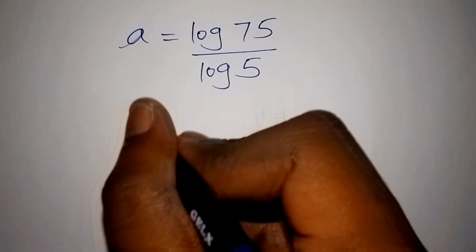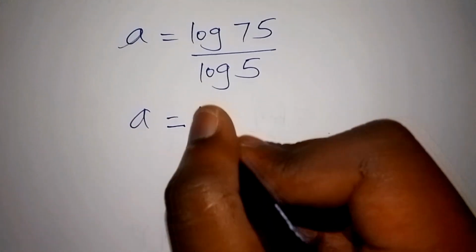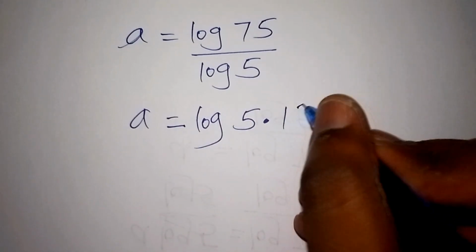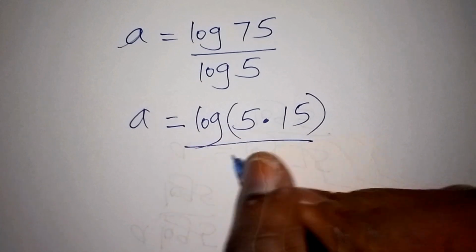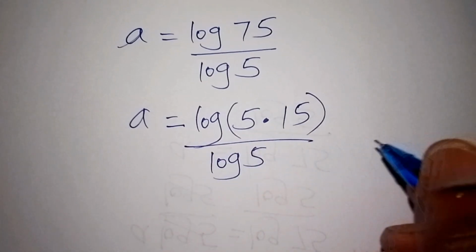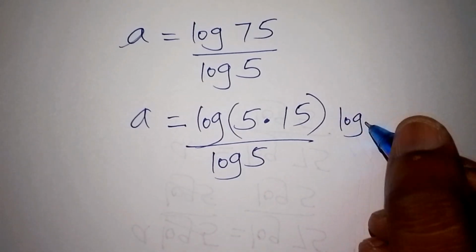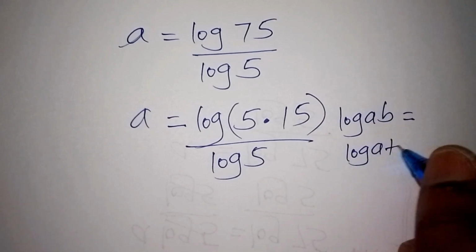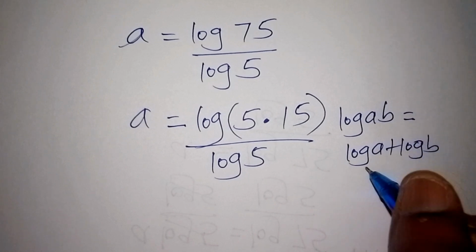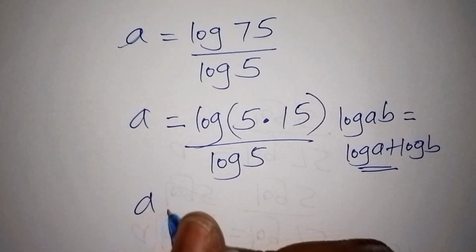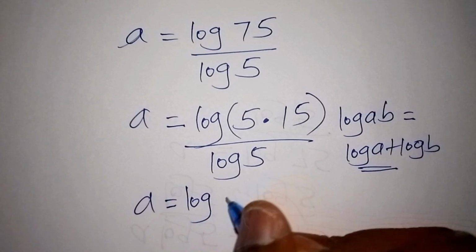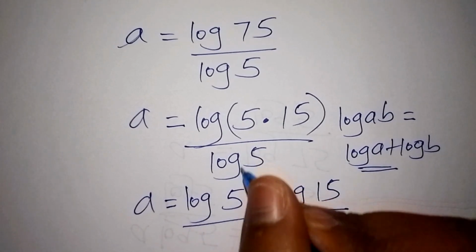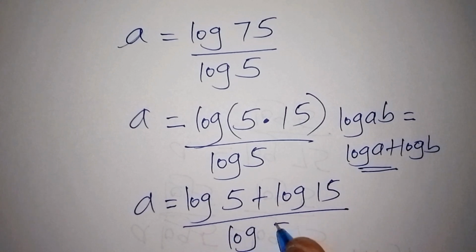So a can also be written with the log of 75 written as the log of 5 multiplied by 15, all over the log of 5. Assuming that we have the log of a times b, this can also be written as the log of a plus the log of b. Meaning that our a in this case shall be equal to the log of 5 plus the log of 15 all over the log of 5.